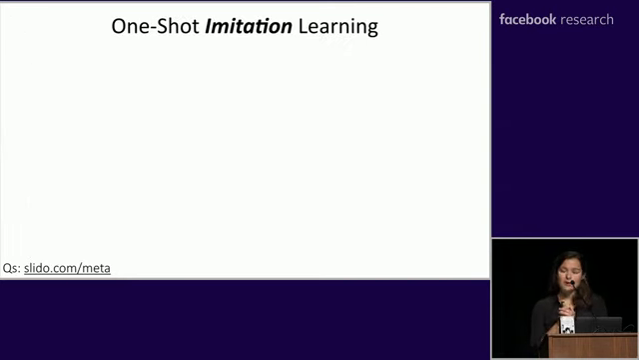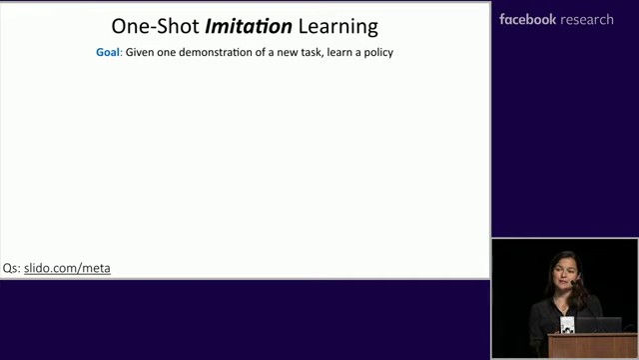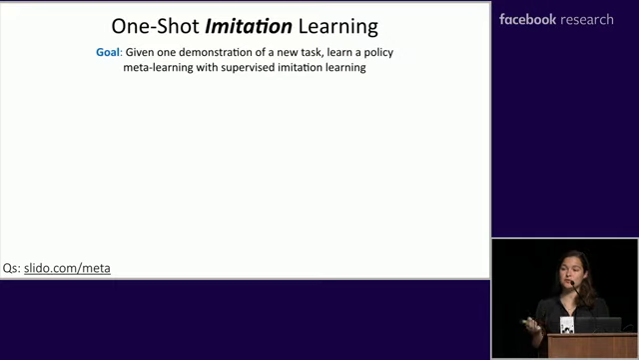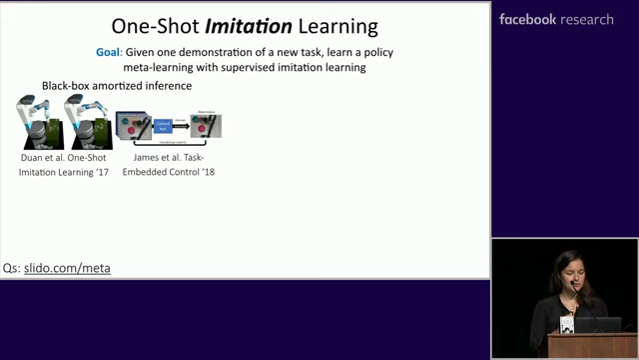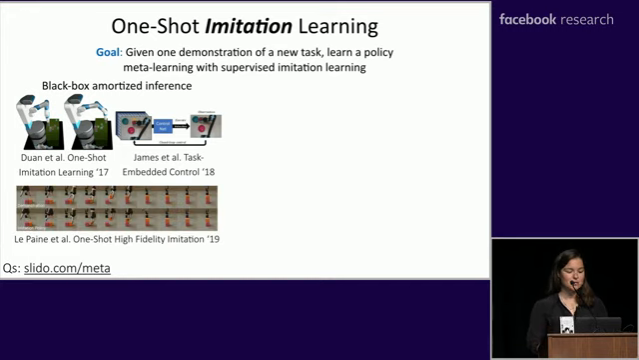Okay, and then another application that people have looked at is imitation learning, where the goal is, given one demonstration of a task, can you learn a policy for that task? And this is a fairly simple extension of the supervised metalearning approaches that we showed before, because you can treat imitation learning as a supervised learning problem. This has been looked at for stacking blocks on top of each other for temporally extended tasks, also for other robotics control tasks in the real world, as well as for high fidelity imitation where you want to very closely match the training demonstration.